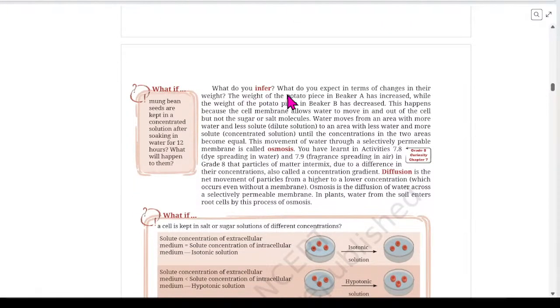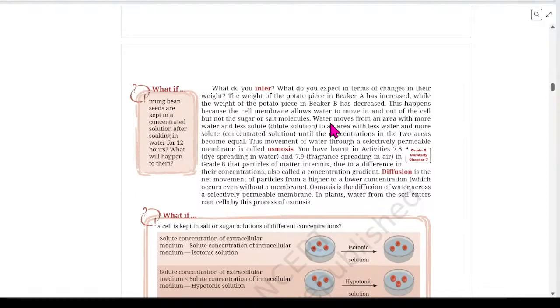What do you infer? What do you expect in terms of changes in their weight? The weight of the potato piece in beaker A has increased, while the weight of the potato piece in beaker B has decreased. This happens because the cell membrane allows water to move in and out of the cell, but not the sugar or salt molecules.